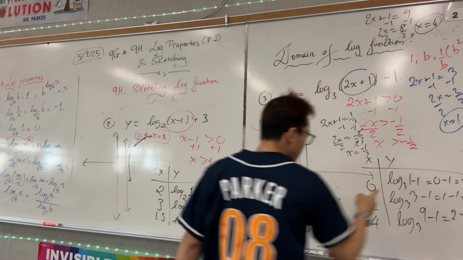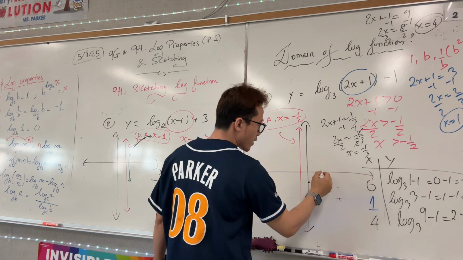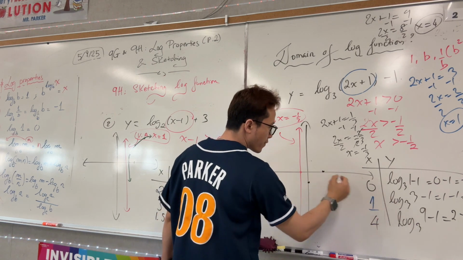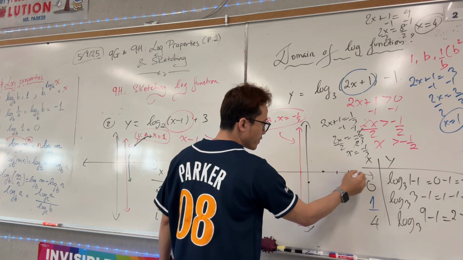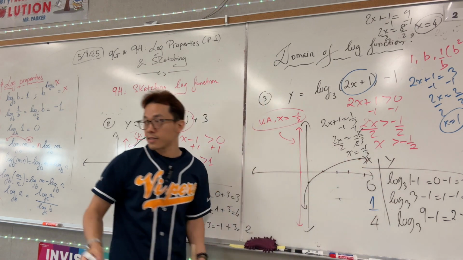Okay, now plug it in. 0, negative 1 is here. 1, 0 is here. And then 4, 1. 1, 2, 3, 4. 4, 1 right here. And that is your graph. See?